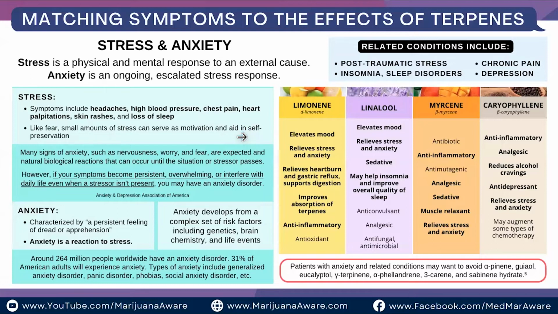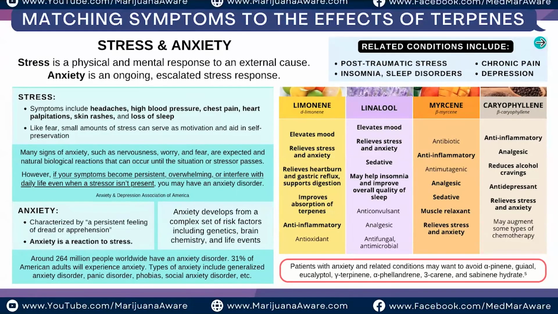Now, there are other sides of stress and anxiety. So you might also have nervousness, worry, fear, or unexpected biological reactions that can occur to any situation or stressor. So it's really going to be very personalized to the person to identify the symptoms that they want to treat, and then to look at the specific terpenes that are going to target that specific symptom. Right. And it's really important to point out that for a number of people, stress and anxiety can come from PTSD, it can come from, like you say, sleep, chronic pain, and depression. This is something that's related to this.